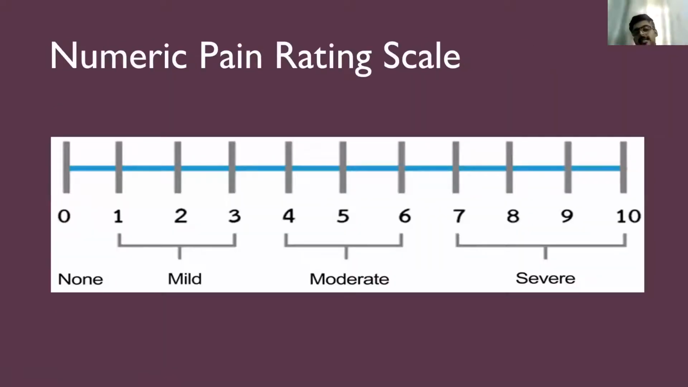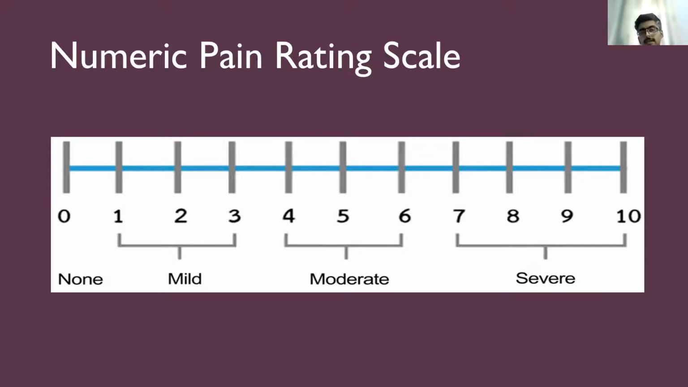Unidimensional tool, one classical example is the numeric pain rating scale. Whenever a patient comes to you, you give them a scale from 0 to 10. 0 is least pain and 10 will be the most. You just ask the patient to give a particular number to her pain. So that's just unidimensional. You are just asking about the intensity of pain. How severe is your pain?